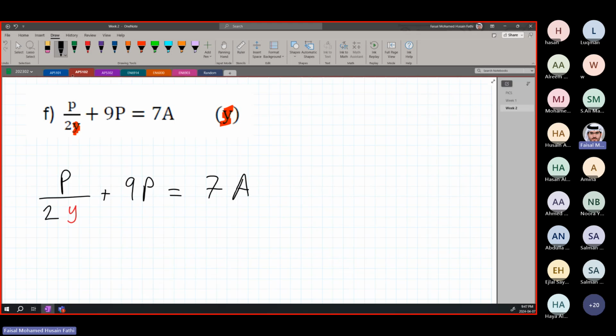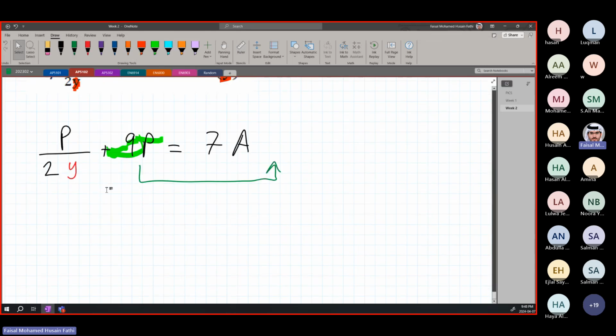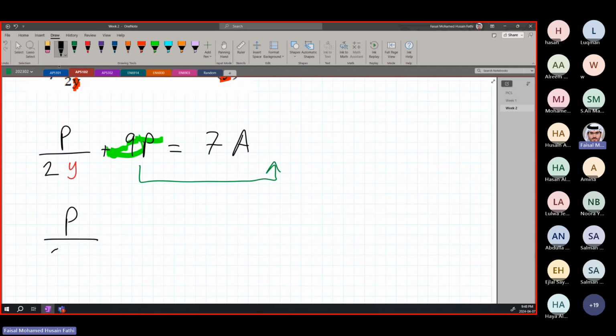So first things first, I want the y to be by itself. So I'm going to take this plus 9p and take it to the other side. This is always the first step. You want the y to be by itself on one side without any pluses or minuses around it. So we'll remain with p over 2y is equal to 7a, and plus 9p on the left will become minus 9p on the right.